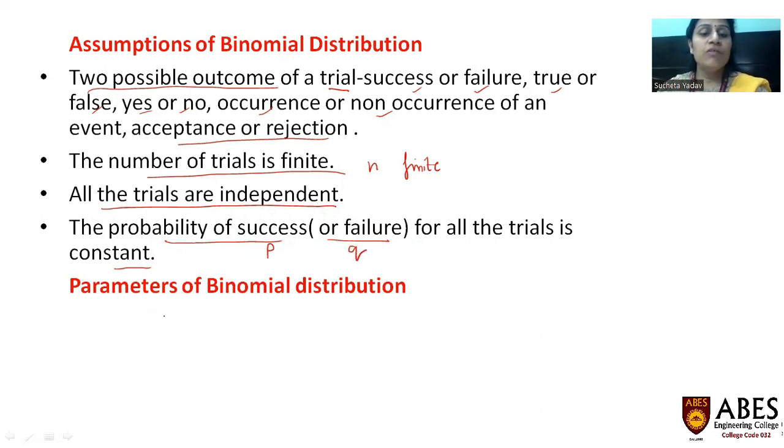Now, the parameters of binomial distribution are given by n and p, where n is the number of trials and p is the probability of success. So these two are the parameters of binomial distribution.